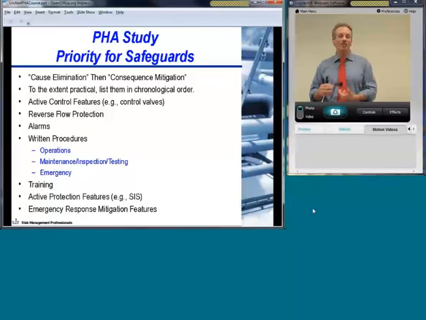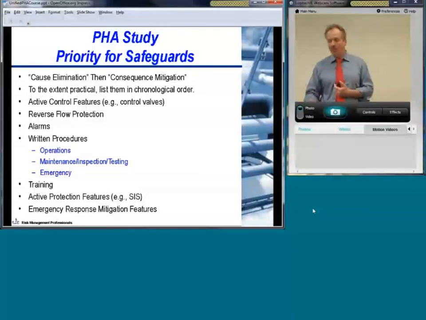Also, active protection features, safety instrumented systems, and other things that are ultimate backups. PSVs, all those are fine safety features. Also, emergency response mitigation features like deluge systems, etc. Those can also be listed.